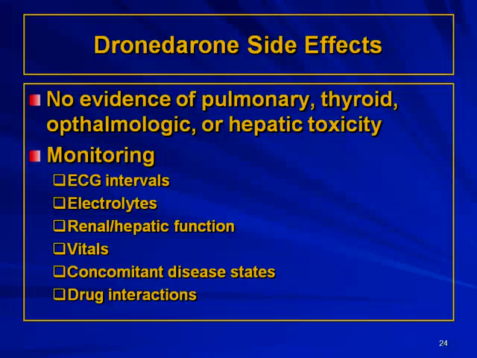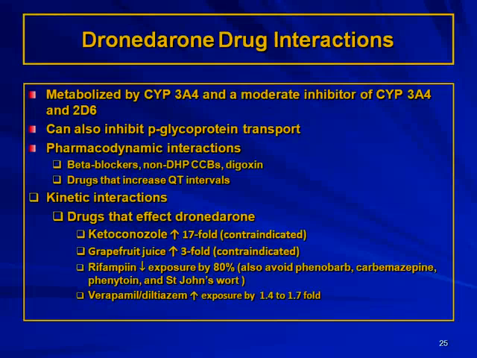And then drug interactions. There are some drug interactions with dronedarone, slide 25. It is metabolized by cytochrome P450 3A4. It's a moderate inhibitor of cytochrome P450 3A4 and 2D6. It also can block or inhibit P-glycoprotein transport, which may explain why it interacts with digoxin. There are some pharmacodynamic interactions, and what that means is that there's potentiation of the pharmacologic effect of either dronedarone or its interacting drug, but not necessarily changes in blood level.